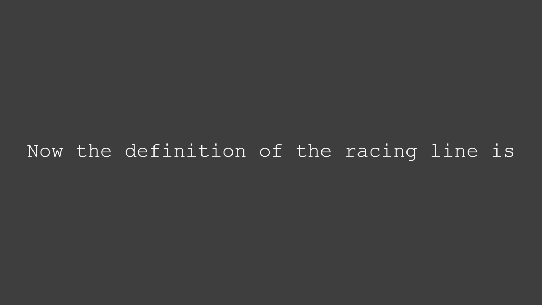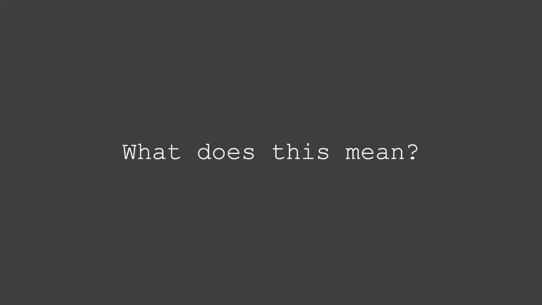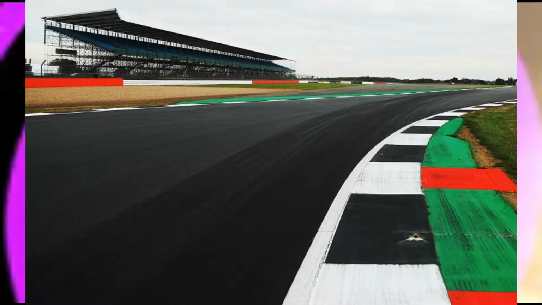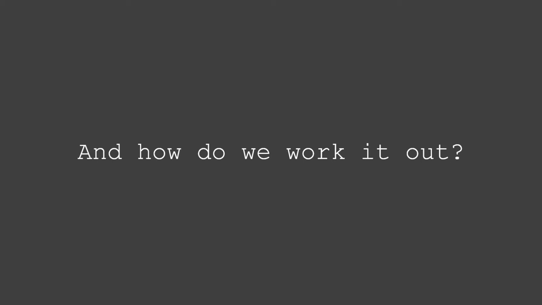Now, the definition of the racing line is the line around the track taken by a driver to achieve the fastest lap time. But what does this mean? What does it look like? Is it some magical force that carries a driver around the track, or is it just a line painted around the edge of a circuit? And how do we work it out without using all this?